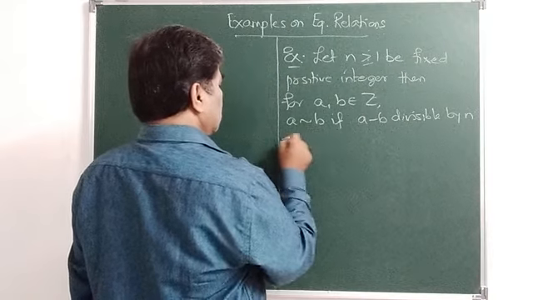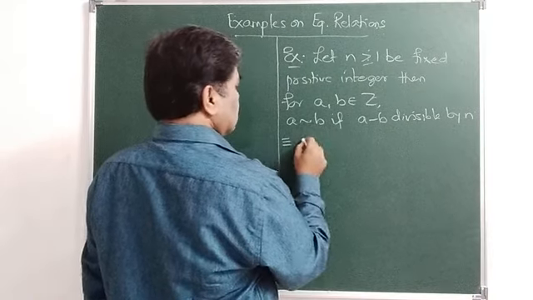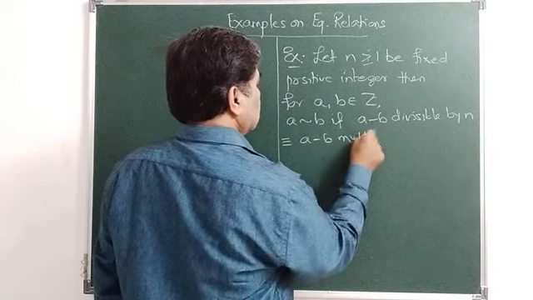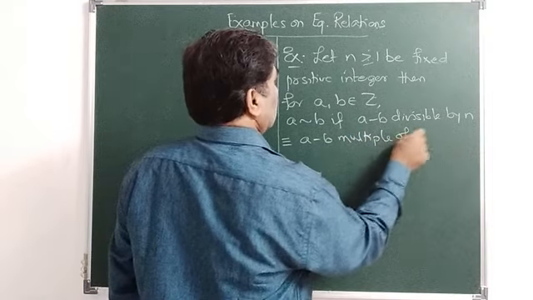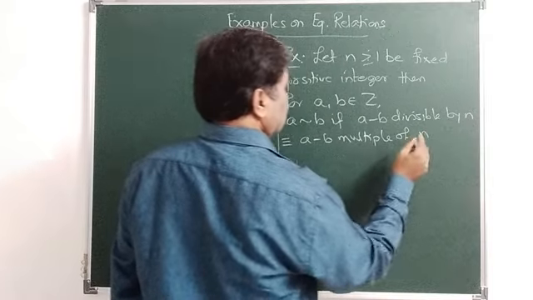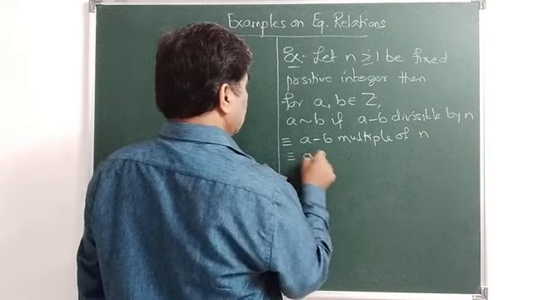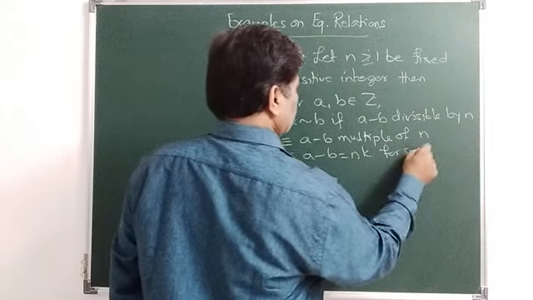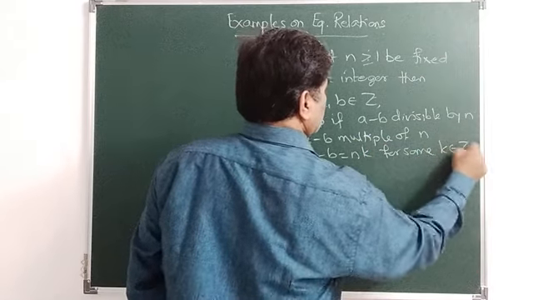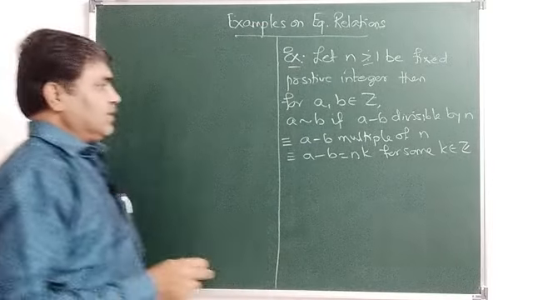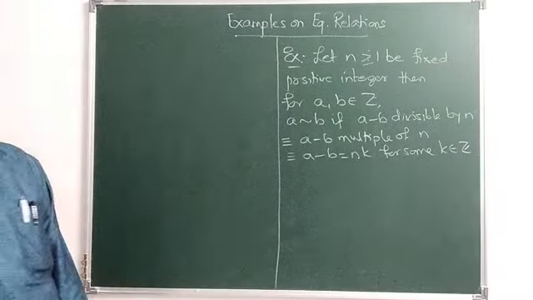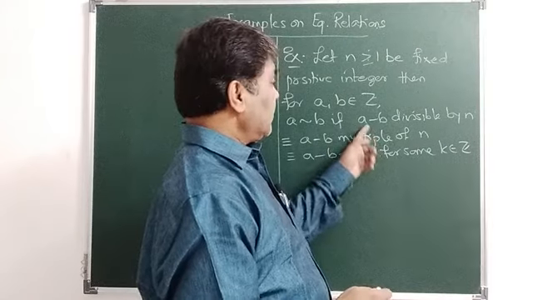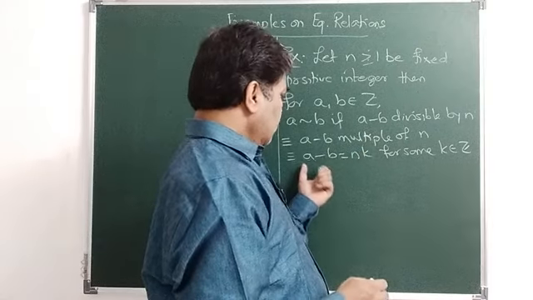This is equivalent to a minus b is a multiple of n, equivalent to a minus b is equal to nk for some k belongs to Z. Two integers are related if their difference is a multiple of n, that is, the difference is divisible by n. Is it clear?